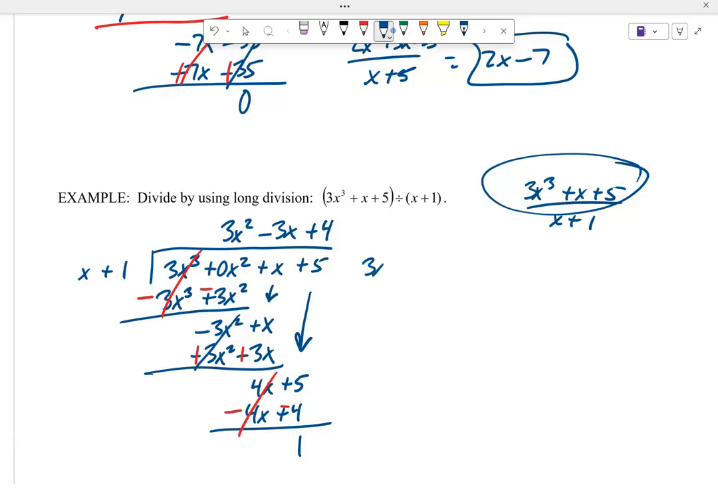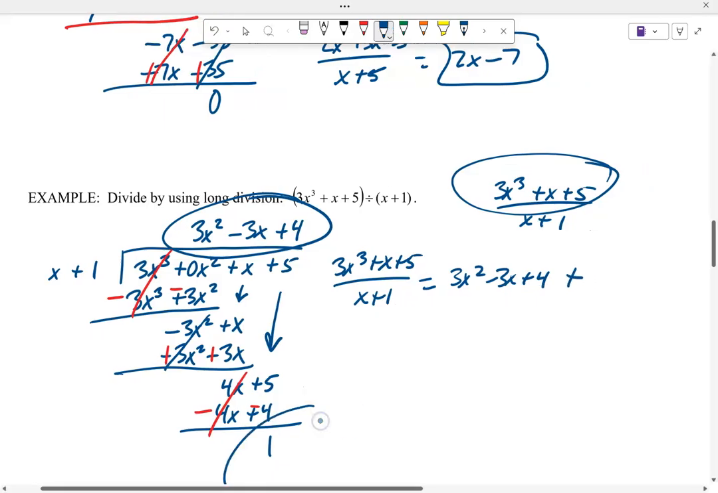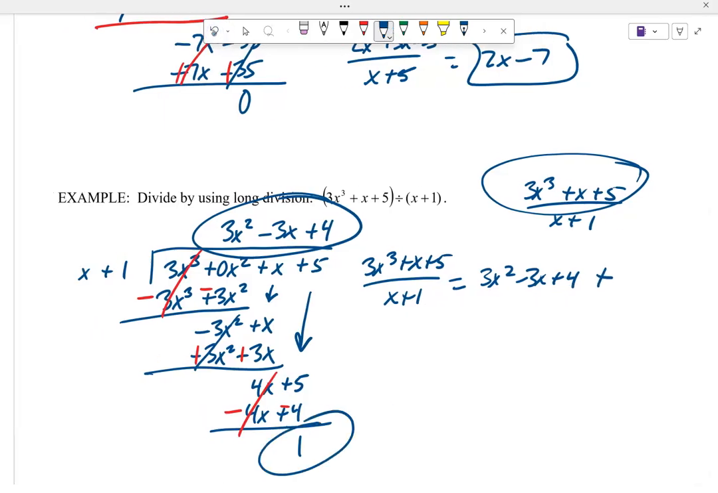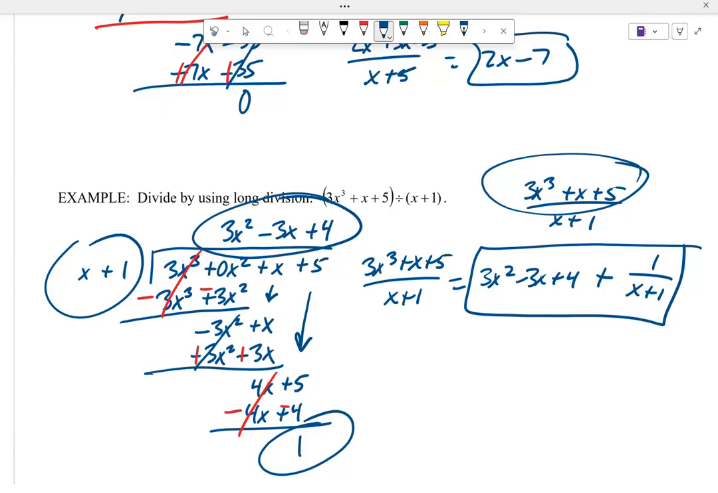So 3x cubed plus x plus 5 divided by x plus 1 gives me the quotient, 3x squared minus 3x plus 4, plus the remainder over divisor. So 3x squared minus 3x plus 4 plus 1 over x plus 1. Quotient plus remainder over divisor.